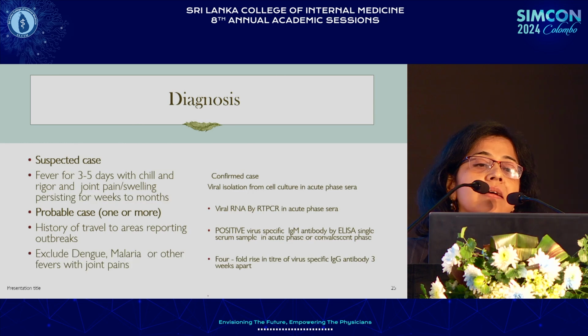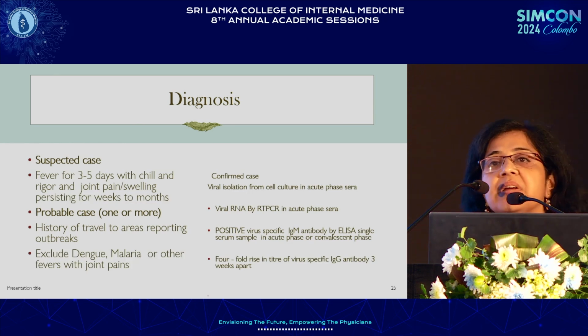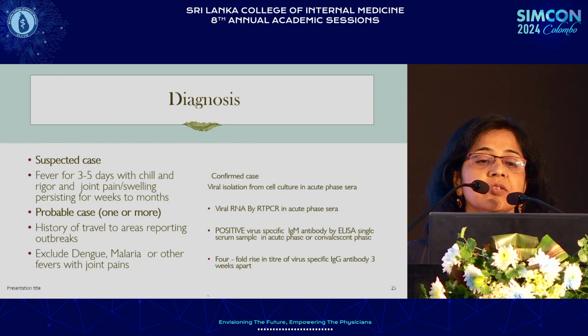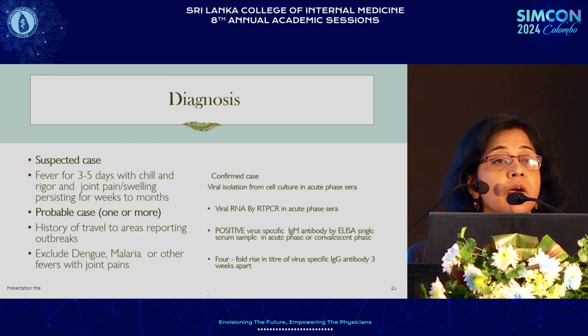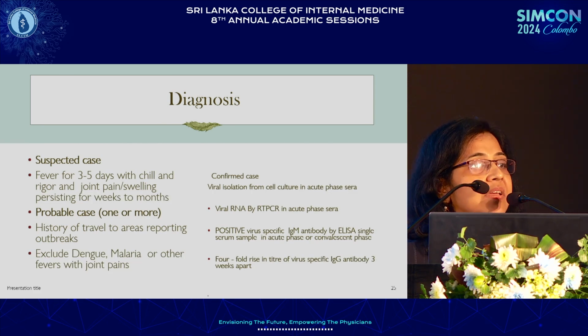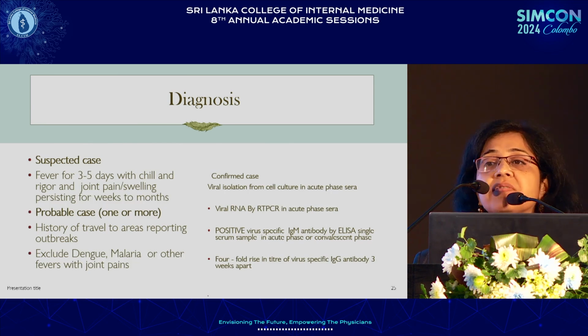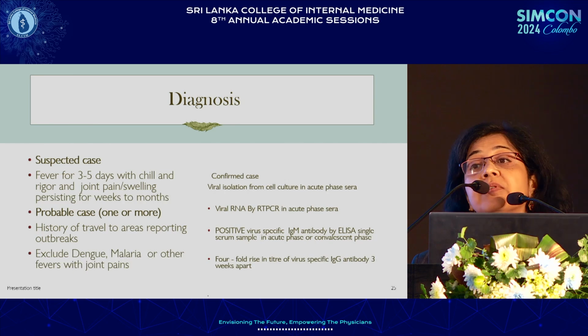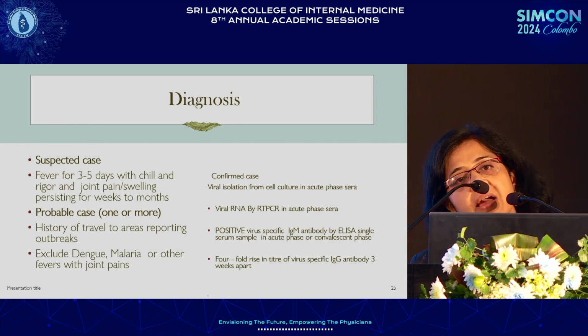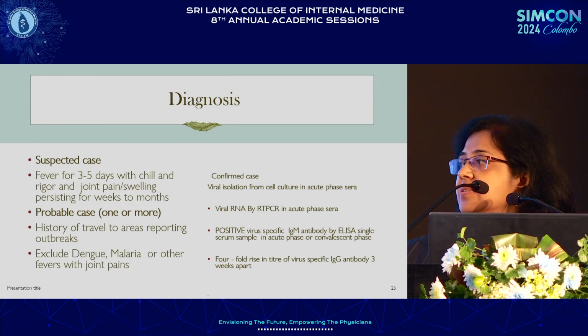Firstly, there can be a suspected case, a patient with fever, with joint pain or swelling which is persisting for weeks. Also, that person may be having a history of travel, and you can confirm it either by a RT-PCR, a serology, and if it is available in your center, by viral isolation. But that will happen only in the acute phase. The commonest way to diagnose, that we are also doing, is the serology.